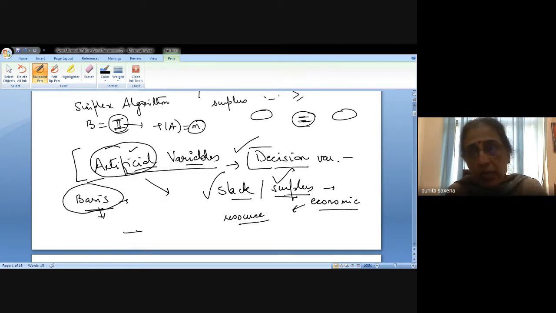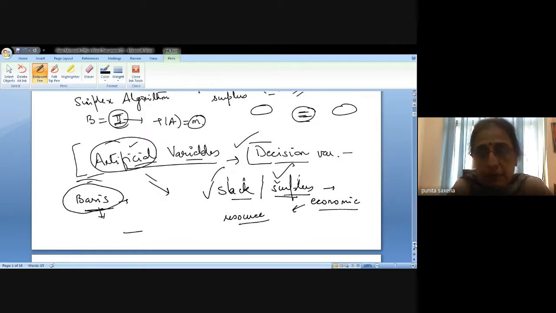They are not going to enter back the basis. So their job is over. Their job was only to start the solution procedure, which they have done. Okay, so to handle artificial variables, we have two basic methods.